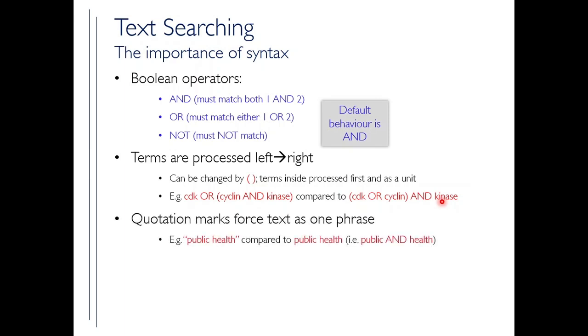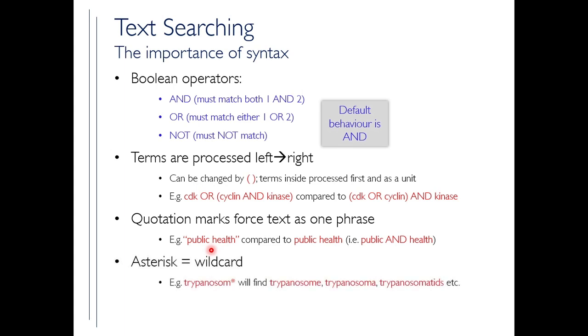You can use quotation marks to force text as one phrase. So if you don't want an AND to be put immediately in between two words, you can just put quotation marks around them. If you didn't do that and you just put public health, the database would instinctively put an AND in between the two. If you were to put them in quotation marks, that wouldn't be the case. So it won't search for public and health. It will just search for public health as one phrase.